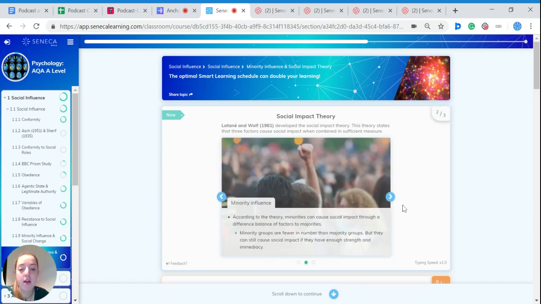According to the theory, minorities can cause social impact through a different balance of factors to majorities. Minority groups are fewer in numbers than majority groups, but they can still cause social impact if they have enough strength and immediacy.